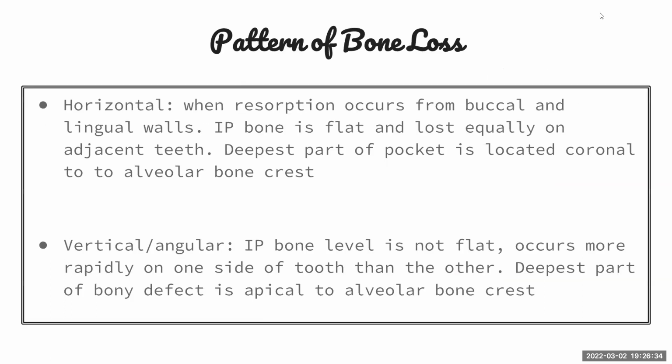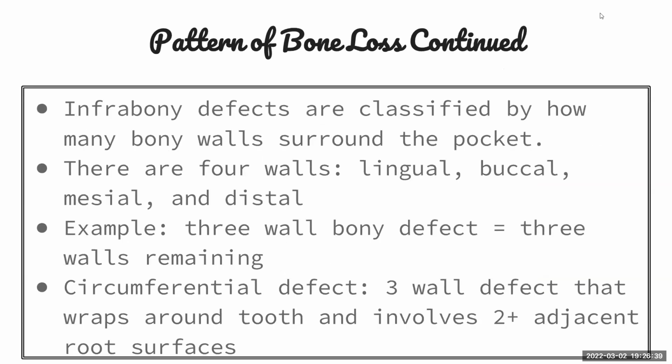Horizontal bone loss, vertical or angular bone loss. Review the number of walls: 1 wall, 2 wall, 3 wall defects. So you've got 4 walls around a tooth: the lingual, the buccal, the mesial, and the distal. So a 3 wall bony defect, you've got 3 walls remaining. A 1 wall bony defect, you've got 3 walls destroyed and only 1 wall remaining. So it's kind of opposite of what you think it would be.